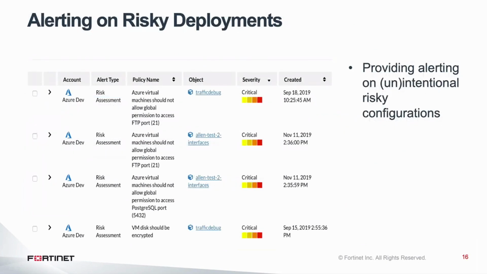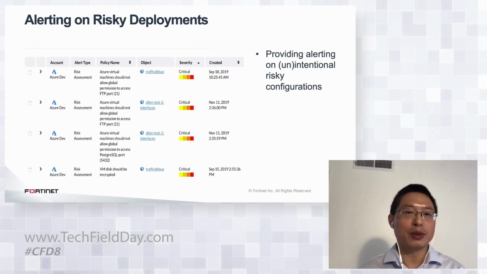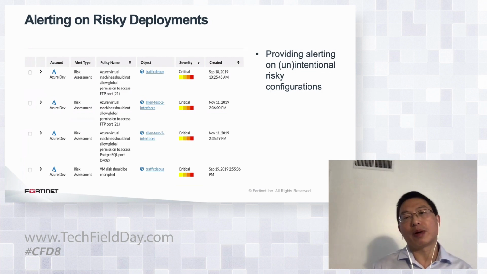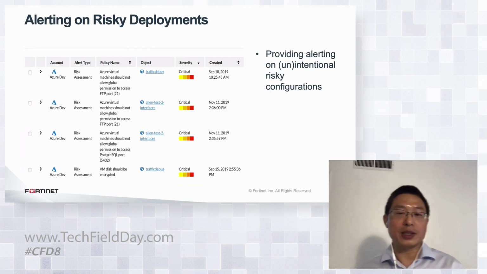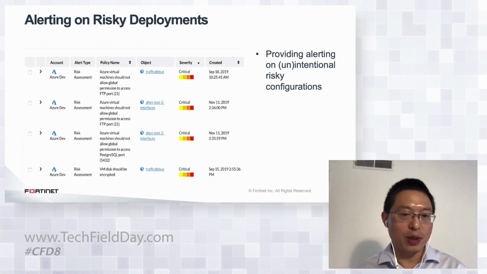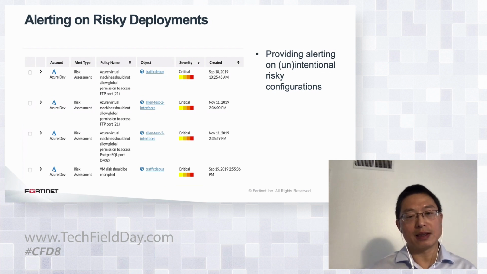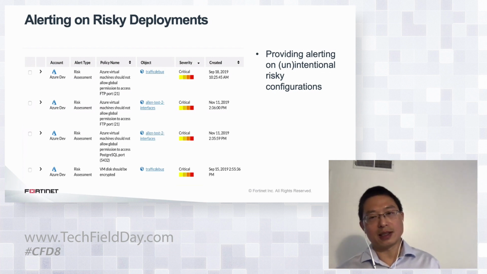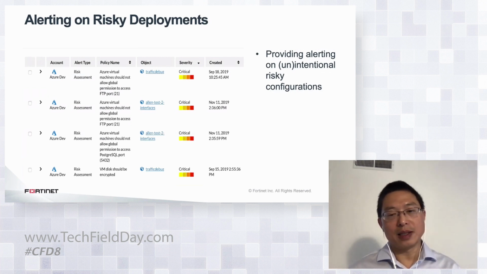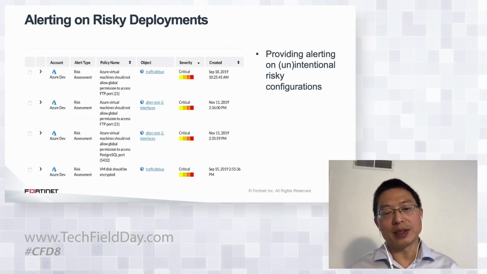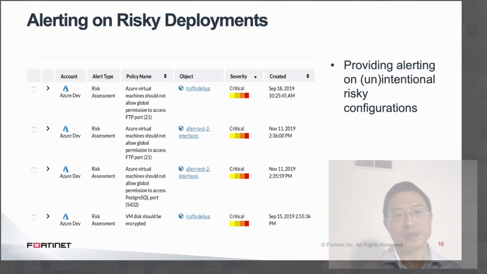I don't know how much time I still have, but there are just a few examples on risky deployment. So we provide alerting on intentional or unintentional risky configurations. For example, look at the last one on this page. VM disks should be encrypted. So if you have a VM disk that's not encrypted and you happen to put a sensitive file on it, then it's a major security risk. So we alert you on those kinds of misconfigurations.